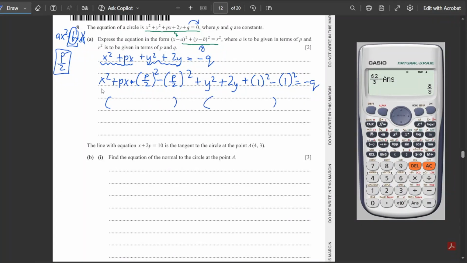Now what goes into these brackets? This x squared term. From this, the x goes in here. From this middle term, the sign goes in here. From this plus squared term, this p by 2 goes in here. And then we have plus.